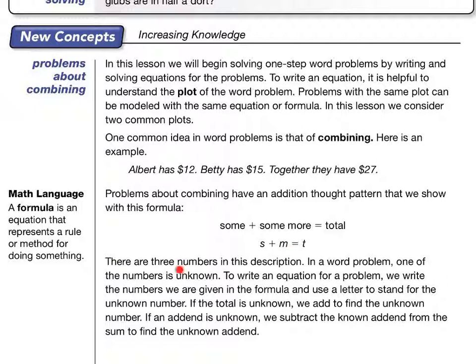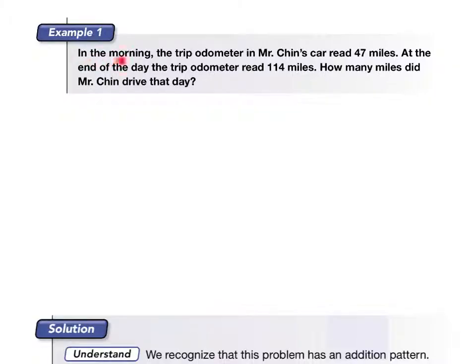Okay, so there are three numbers in this description. One of them is the unknown. So we're going to write an equation for a problem, and then we're going to solve for the unknown number. So let's see an example. All right, example number 1. You want to write this problem down in your notes. There's 4 examples today. There's going to be 2 on the combining plot.